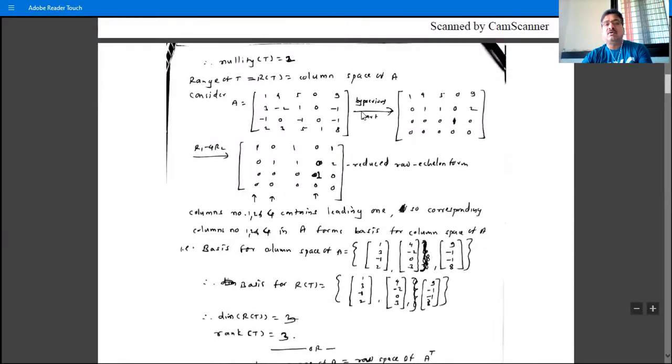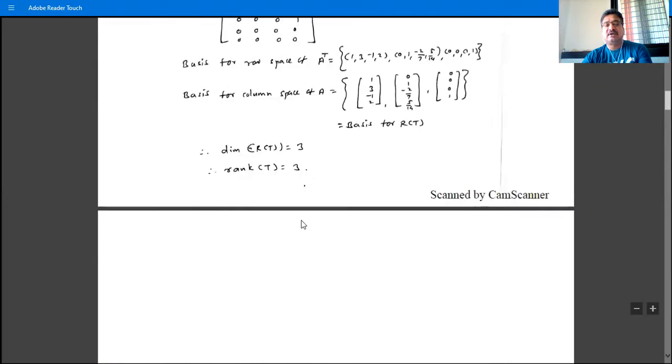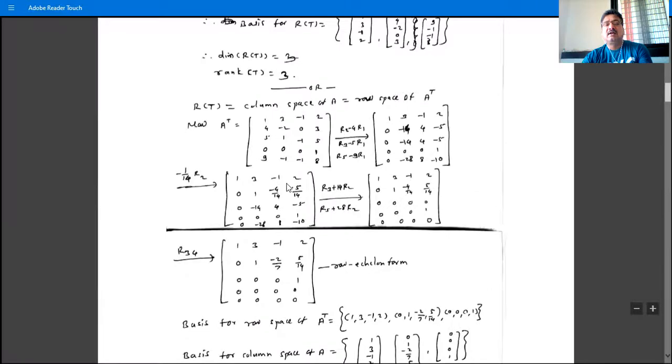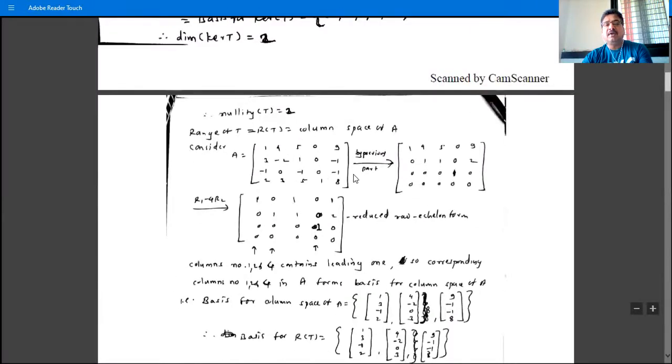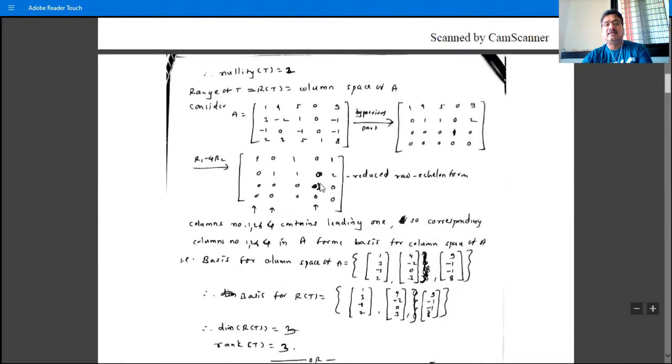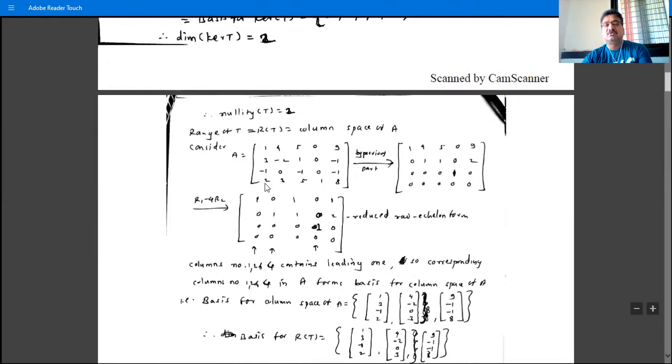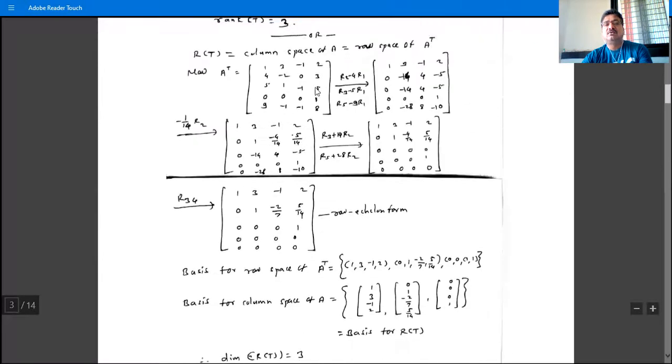Then write the second row as the second column. And then write the third row of A as the third column. And then write the last row as the fourth column. 2, 3, 5, 1, 8. 2, 3, 4, 2, 3, 5, 1, 8.